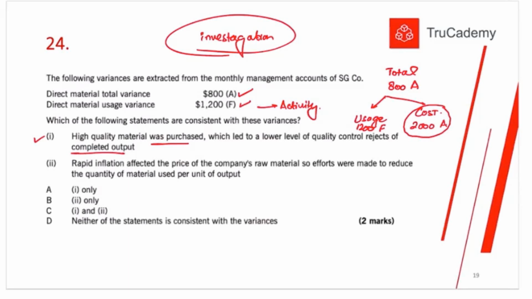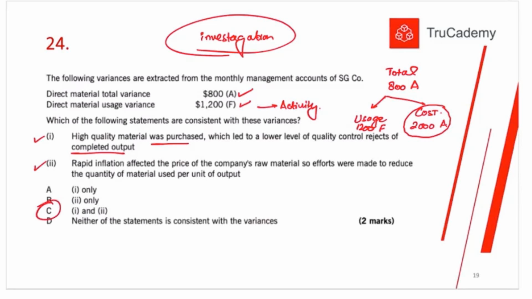Second, rapid inflation affected the price of the company's raw materials, so efforts were made to reduce the quantity of material used per unit of output. We are buying the same quality of raw material, but the prices in the market have increased due to inflation. And now we give strict instructions to our managers to use as much less raw material as you can. So we are not buying better quality raw material, but the same quality at an expensive price, and then we try to use as little as we can. This is also a practical justification. So option C is the correct one.